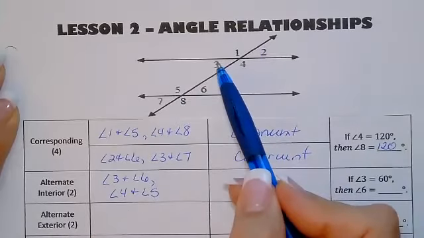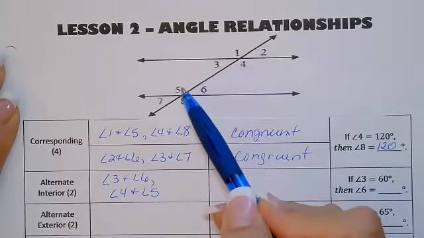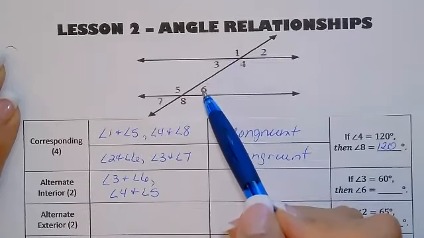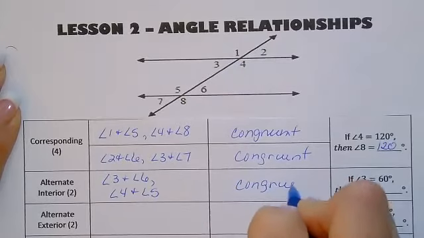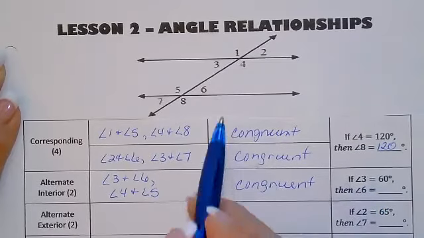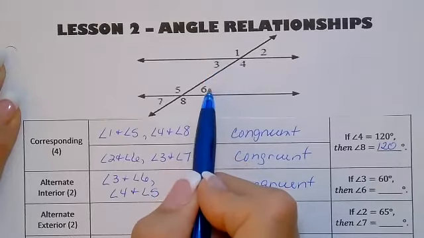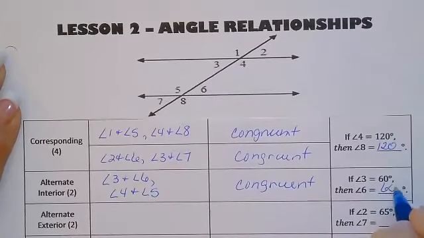So let's look at 3 and 6. 3 and 6 are both acute, and 4 and 5 are both obtuse. So this pair has congruent angles, and this pair has congruent angles. So if angle 3 is 60 degrees, what is angle 6? Well, if this acute angle is 60, then this acute angle is 60. All of the acute angles would be 60.